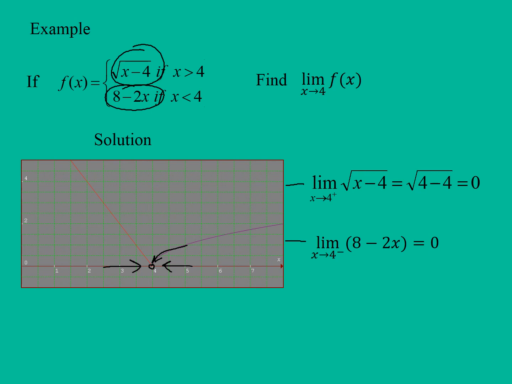So that's why here we're using the square root of x minus 4, and for this limit, since we're approaching from the left, we're using 8 minus 2x. And so we can conclude that the limit of f of x as x approaches 4, since the one-sided limits equal 0, this limit equals 0.